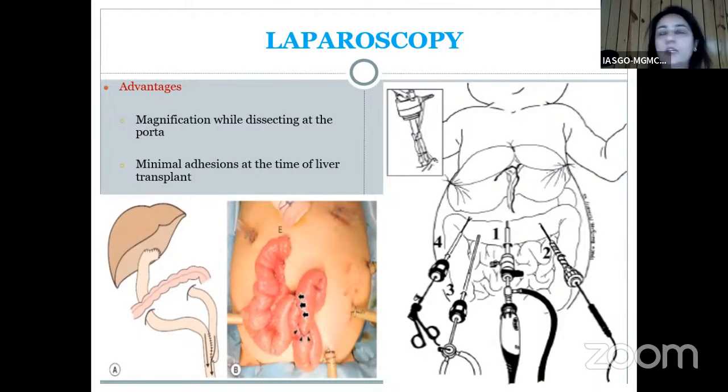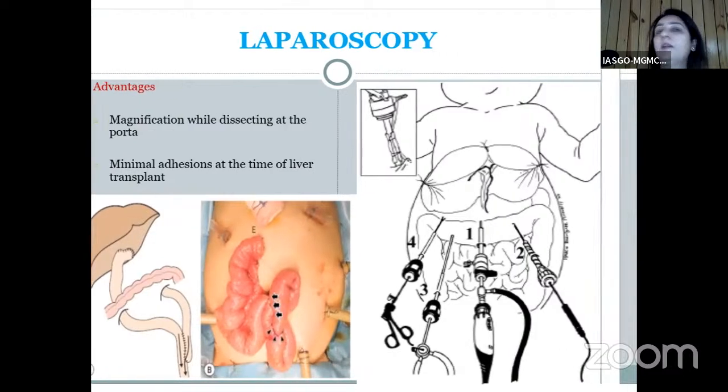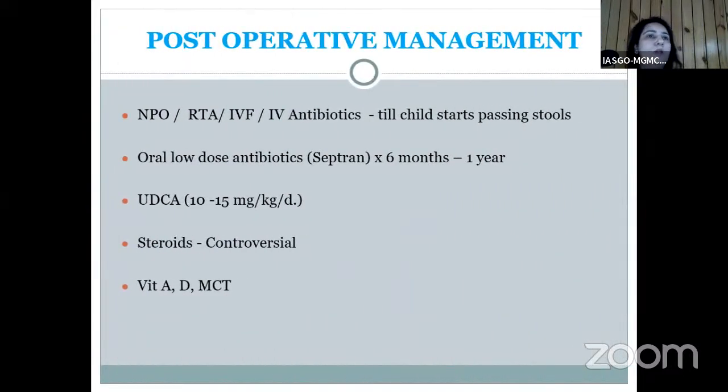of good magnification and minimal adhesions at the time of liver transplant, because most of these patients ultimately need liver transplantation. In the postoperative period, the patient has to be given IV antibiotics, kept nil per orally till the child starts passing stools, and low-dose antibiotics in the form of Septran we usually use is given for 6 months to 1 year. And these low-dose antibiotics are given to prevent the cholangitis. UDCA, the use of steroids is very controversial, and along with vitamin A, vitamin D, and MCT oil.